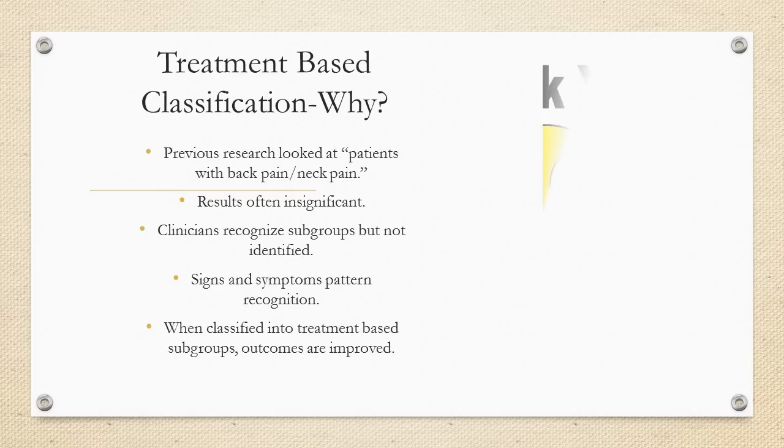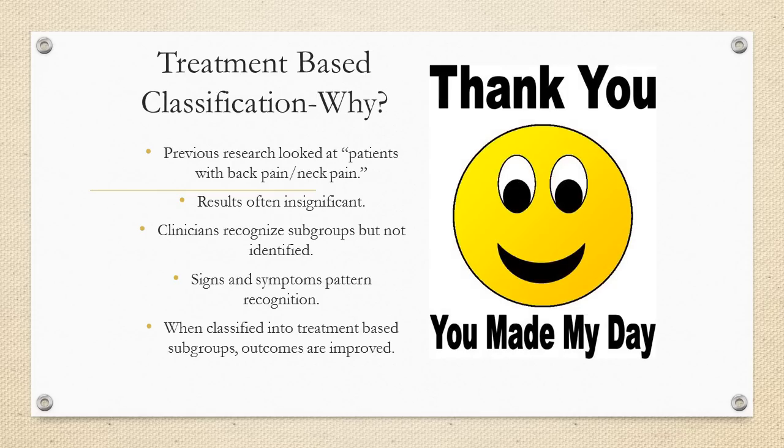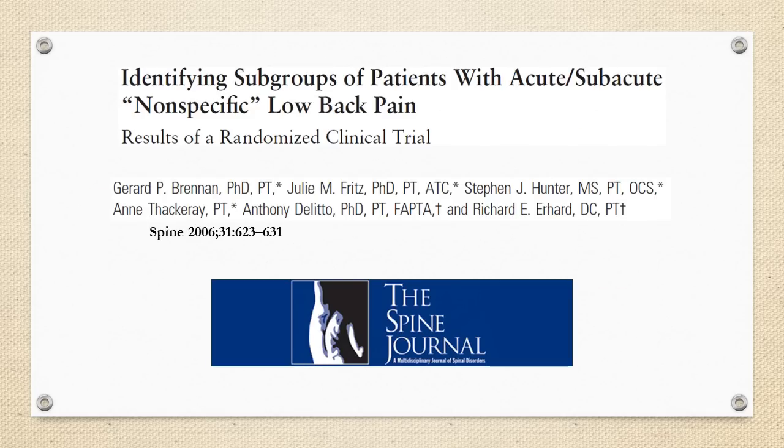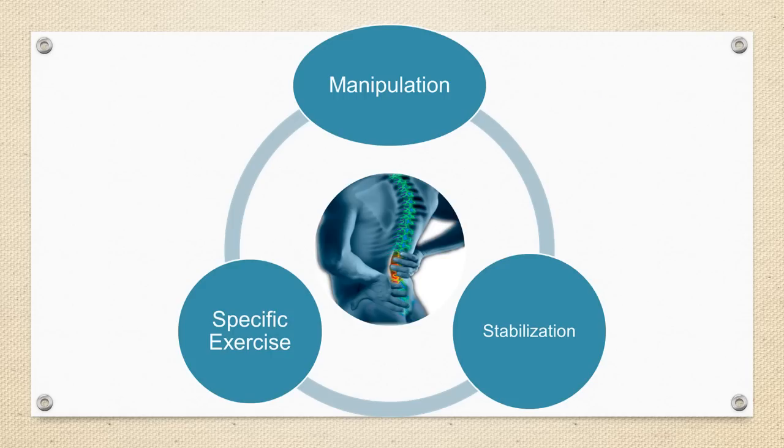And so what does that lead to? Well, usually, if we're matching the correct treatment to a particular classification, the patient is the one that ends up being very, very happy. So we do want to touch on one of the studies, and it's identifying subgroups of patients with acute and subacute nonspecific low back pain. And this study was looking at comparing outcomes of patients with low back pain receiving treatments that are matched or unmatched to their subgrouping based on initial clinical presentation.